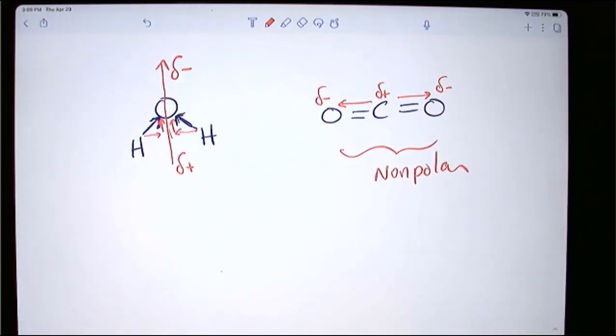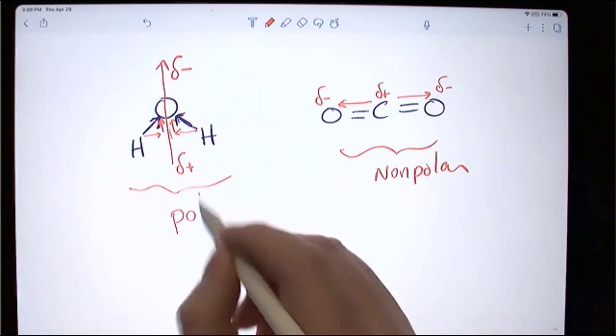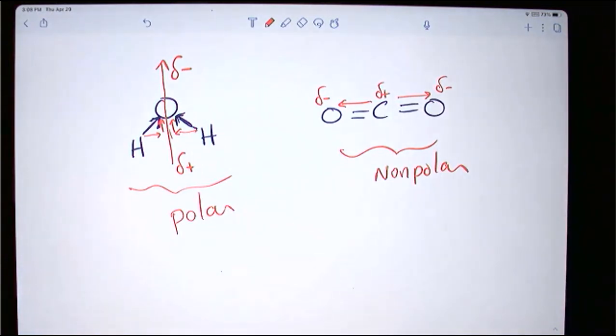The 2 dipoles, the 2 polar bonds, cancel each other out. You might want to say that to yourself. Over here, the water molecule is polar. It also has 2 dipoles, but they don't cancel each other out because the shape of the water molecule is different than the shape of the carbon dioxide molecule.